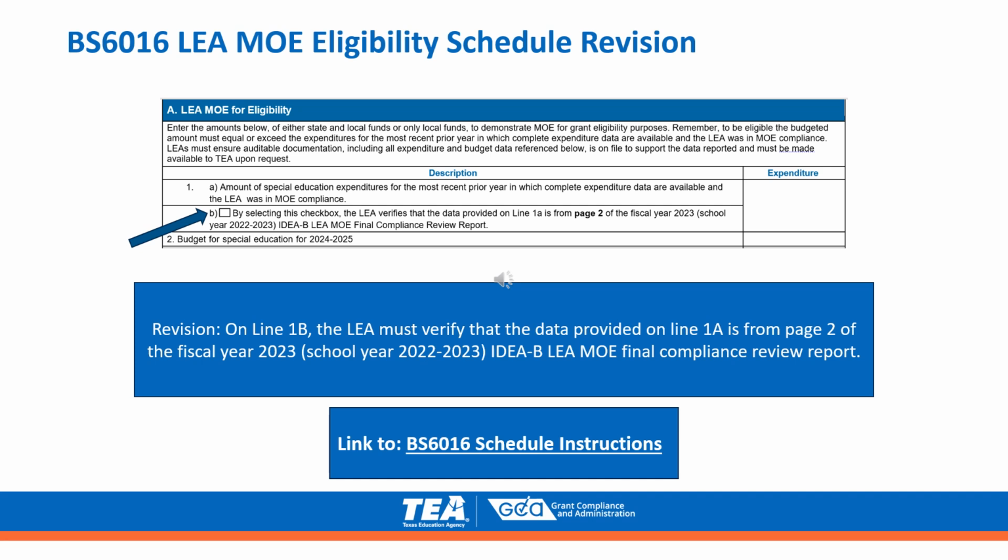There are 4 test method amounts indicated on the second page of that report. You would utilize one of the 4 that was passed for what you're reporting for the expenditure amount for the most recent prior year in line 1A. You must select the checkbox in order to save the schedule, the checkbox indicated in line 1B, verifying that you have referenced page 2 for what you're reporting in line 1A. You will see a link to the revised instructions for this schedule indicated on this slide.